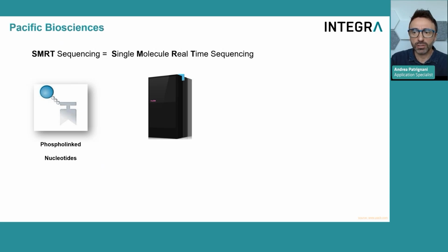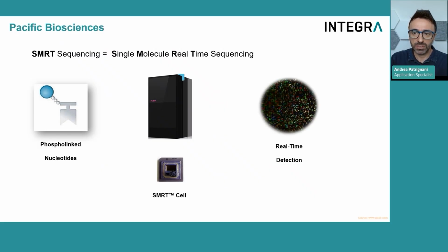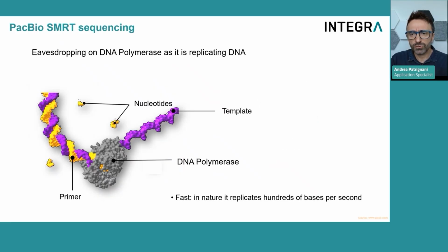PacBio's SMRT DNA sequencing technology is built upon 3 key innovations: phospholinked nucleotides that facilitate long read lengths by producing a completely natural strand of DNA, the invention of the SMRT Cell, which enables the observation of millions of molecules simultaneously, and a powerful imaging system that allows real-time detection of single molecules. PacBio's approach is based on observing a single DNA polymerase as it replicates DNA in a progressive manner. In nature, the polymerase can synthesize hundreds of bases per second and can replicate the entire human genome in just a few minutes.